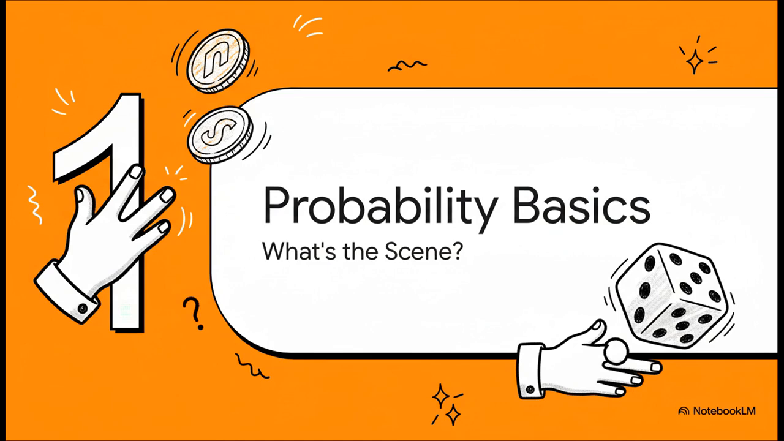Now, to really get a grip on probability, you first have to know its basic building blocks. It all, and I mean all of it, starts with something called a random experiment. Sounds complicated? It's not. It's just a fancy name for doing something where you don't know exactly what will happen. You know, like tossing a coin or rolling a die.